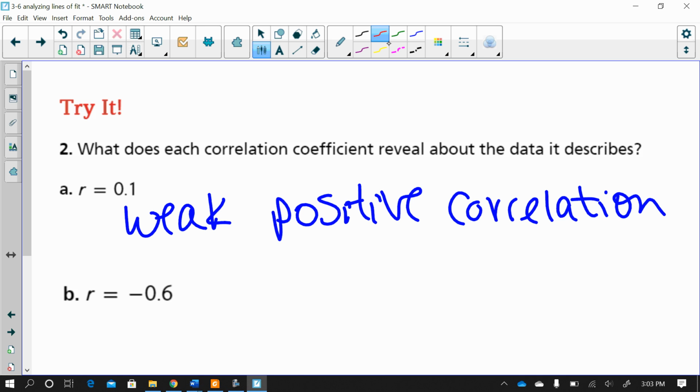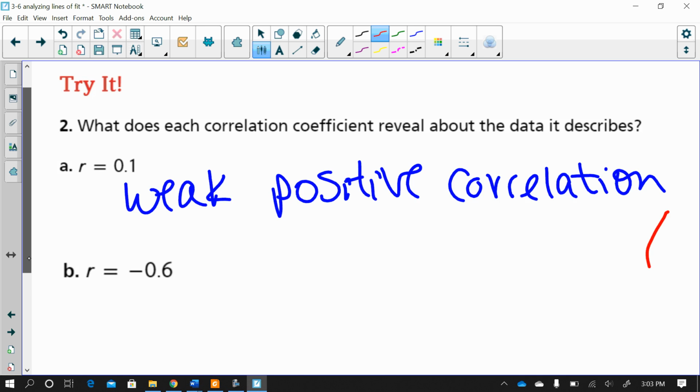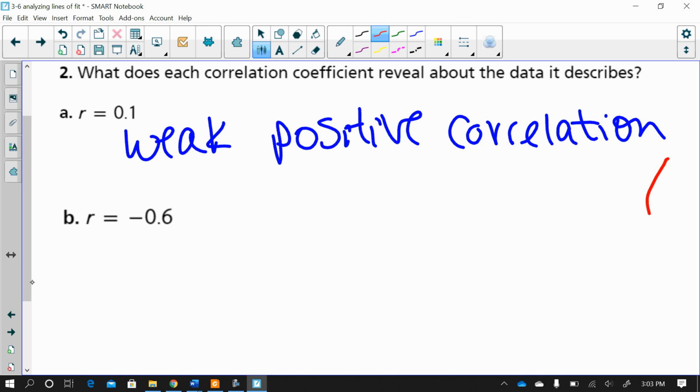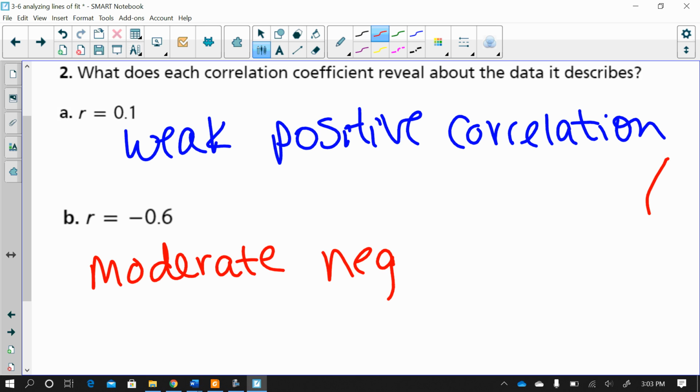Okay, pause the video, try letter B, please. R equals negative 0.6. Okay, 0.6, and that's kind of in the middle, so we're going to call that moderate. Okay, and it's negative, so it's a moderate negative correlation.